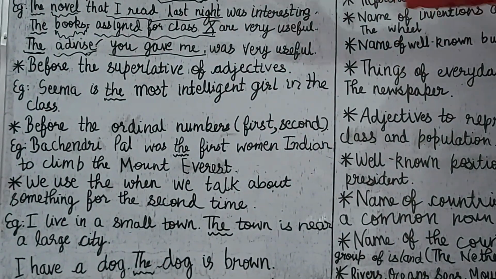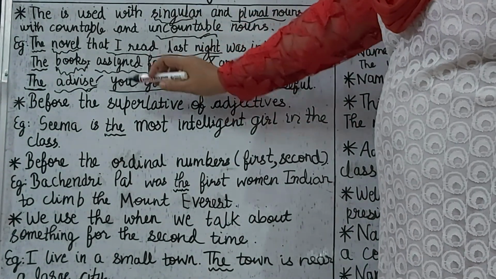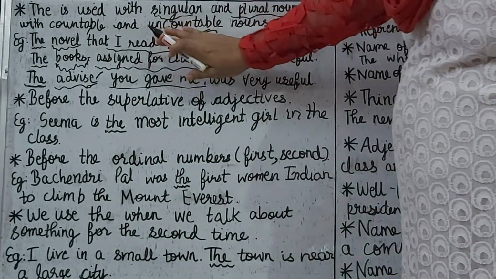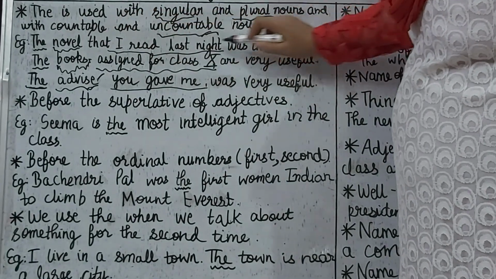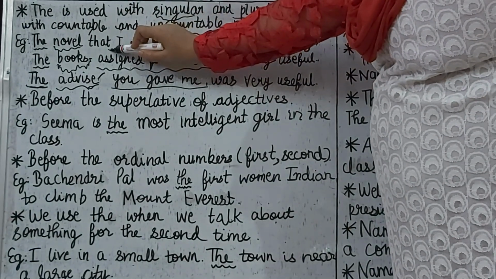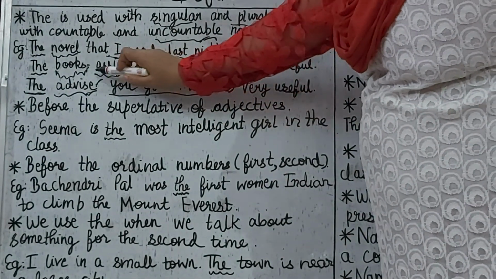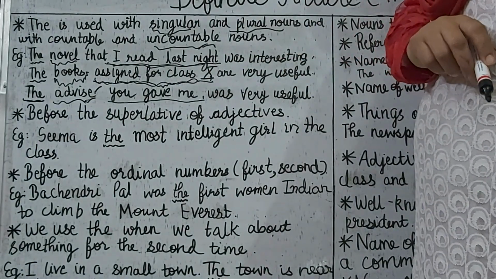But when we use these four, we use "the" when it becomes specific. Like I already explained through these three examples: in the first example, the novel that I read last night, it became specific that it is the novel that I have read last night. Here, the books assigned for class 10, it became specific that they are the books that were assigned for class 10.